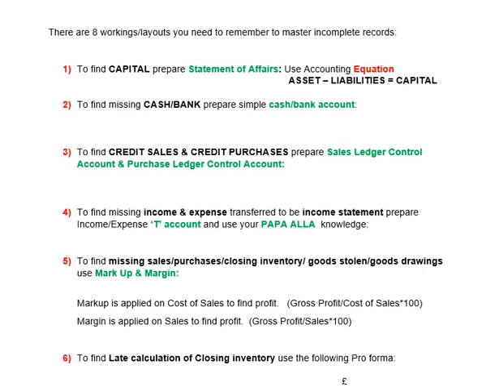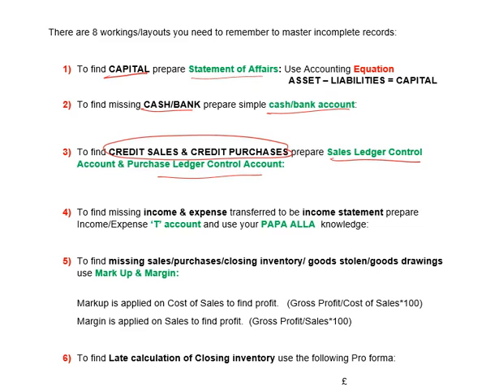What can be your missing figures? Capital could be missing, the very first one. We need to make a statement of affairs to find it out. Your cash or bank figure could be missing. You need to do a cash and bank account. Your credit sales and credit purchases figures could be missing. Sales ledger control account and purchase ledger control account are tools to find your credit sales and credit purchases.